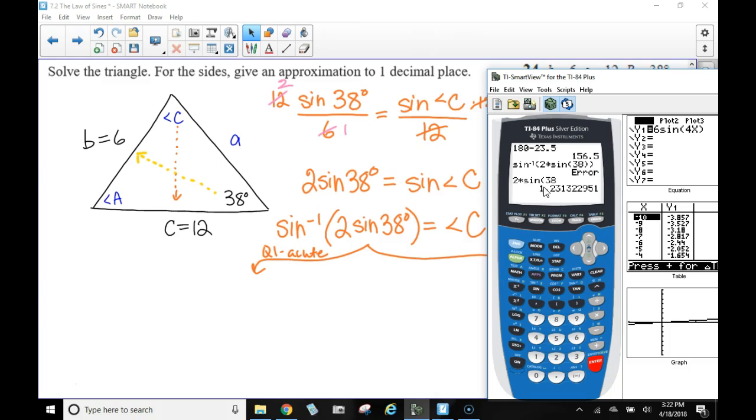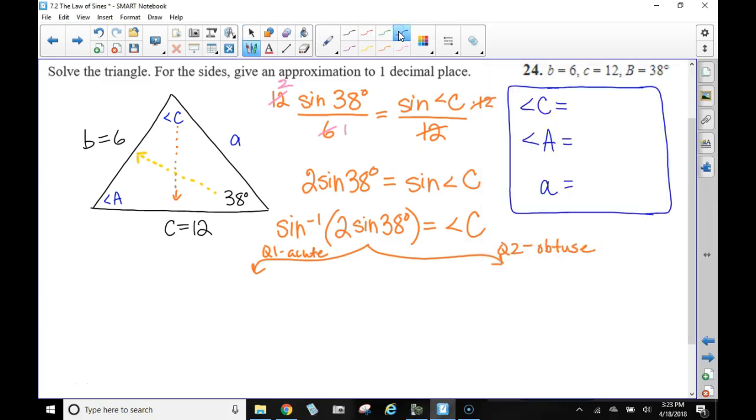Okay, so we're asking our calculator, what angle has a sine value of 1.2313? It's going to say there's not an angle that has a sine value that's bigger than 1 or less than -1. You know that, okay? We talked about the domain of inverse sine. And so this is an example of, since this angle does not exist right here, okay? This is where we have for our answer, no triangle.